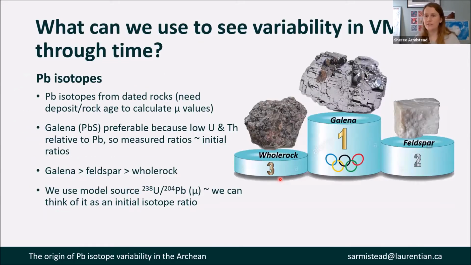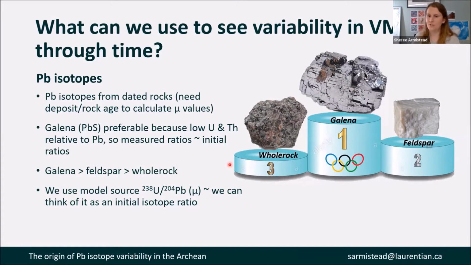And so what can we use to see the variability of VMS deposits through time? Our approach is to use lead isotopes, ideally from rocks that have been dated, because we really need these age constraints to be able to calculate things like model source mu, which I'll explain in a bit. Galena is our mineral of preference.